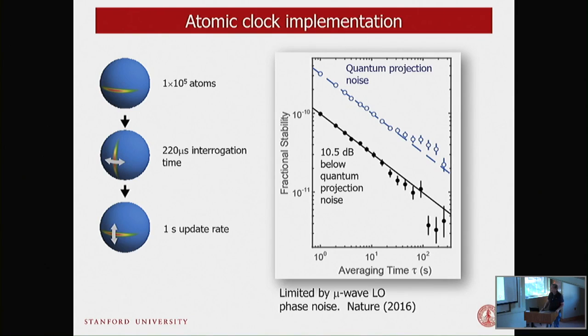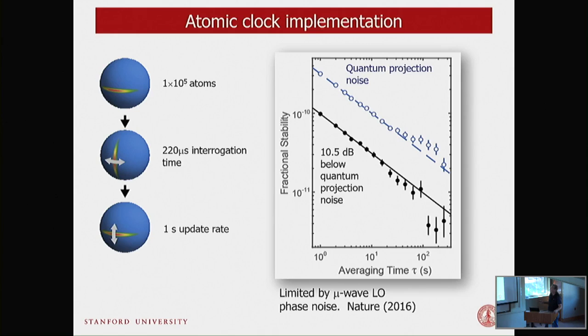And so here's proof of concept work that Vladan Vuletić is well known for, doing the pioneering experiment back in 2010, where he demonstrated, I think, a 3 or 4 dB improvement in a proof of concept clock. And here's our version of that, where on the left I show you what the Bloch sphere manipulations are associated with using such a squeezed state in a traditional Ramsey sequence.